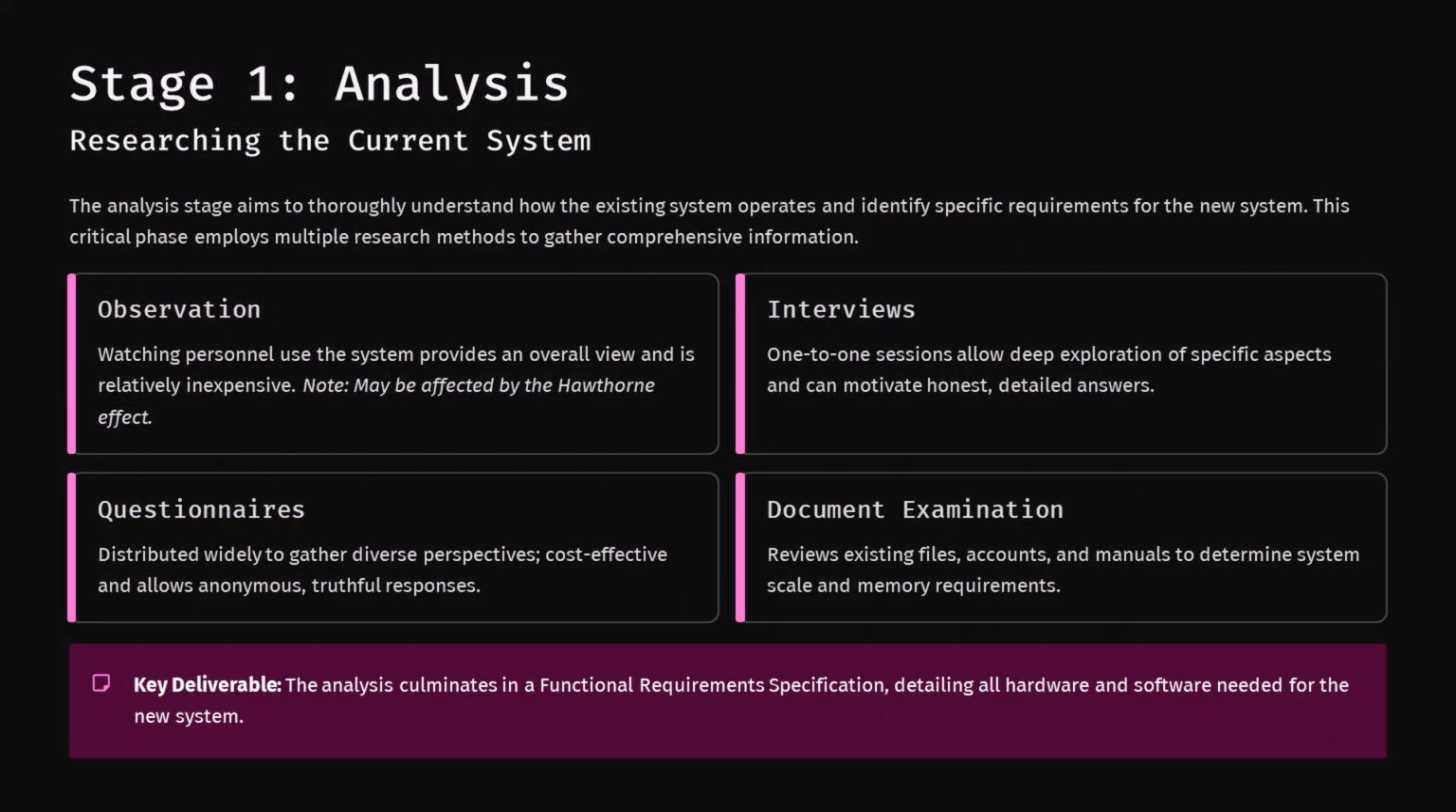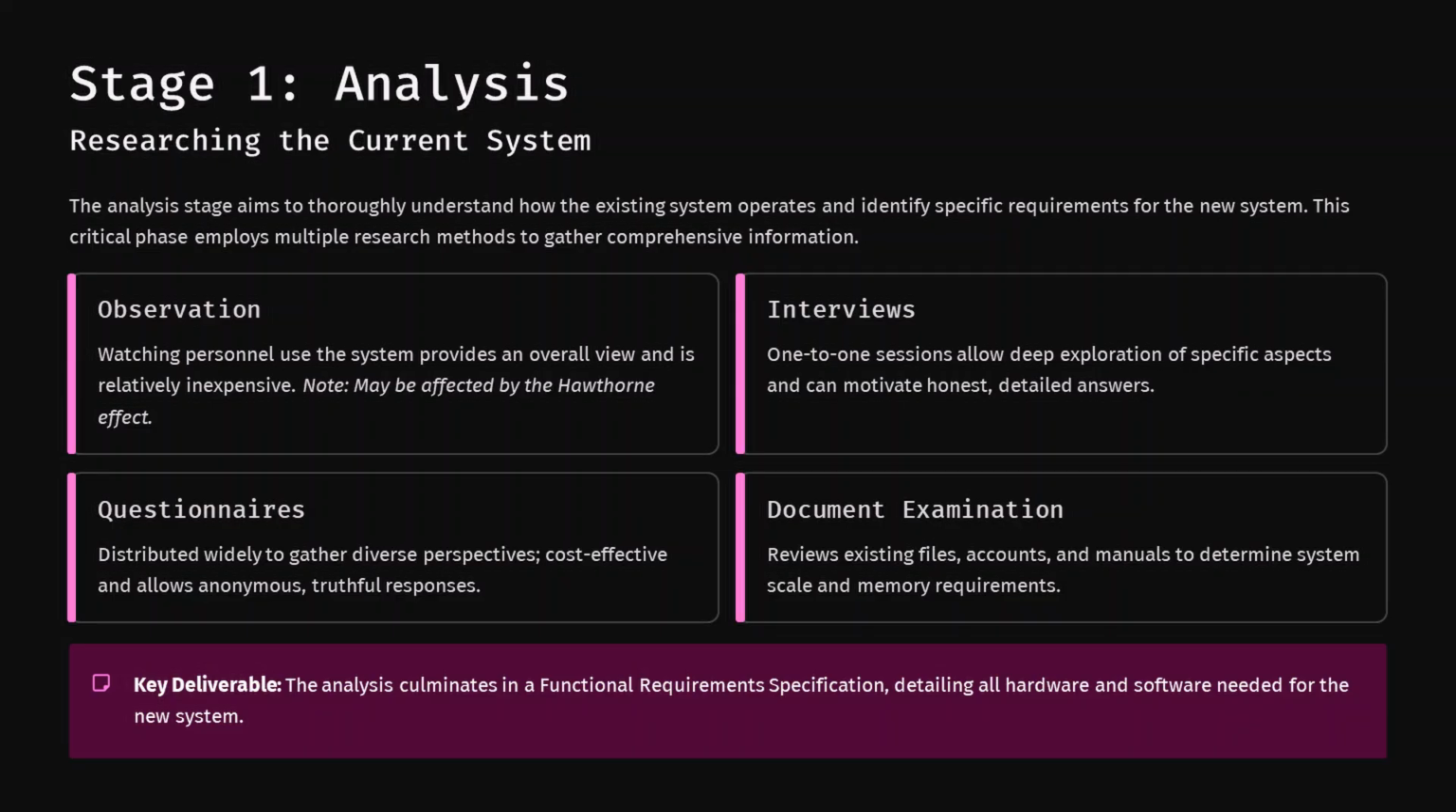And fourth, document examination, reviewing existing documentation. This involves reviewing existing files, accounts, and manuals to help you determine the scale of the system and what memory requirements might be needed.